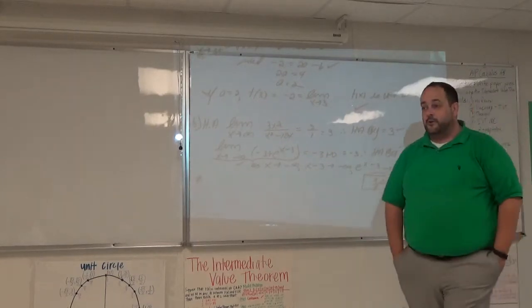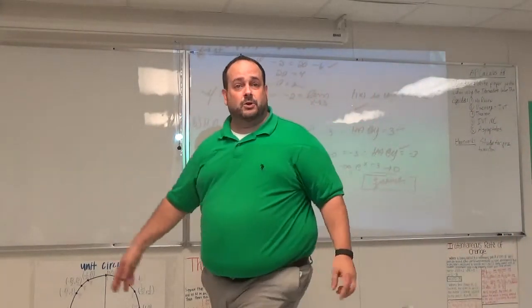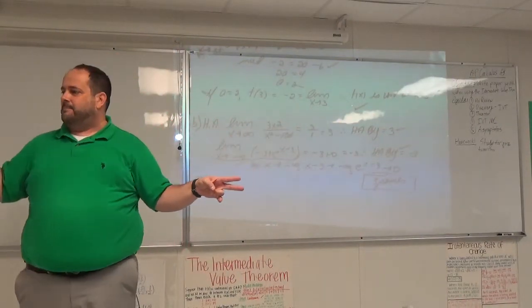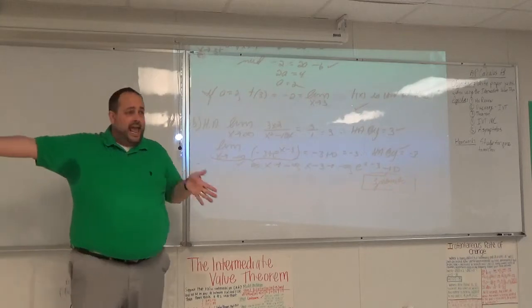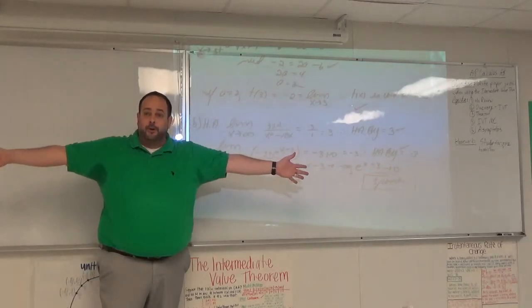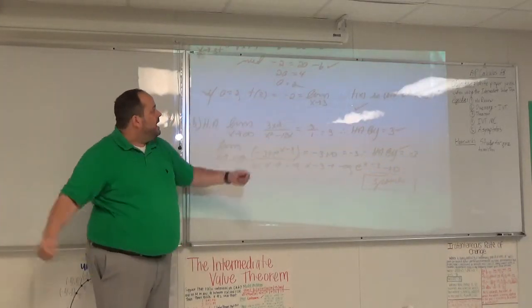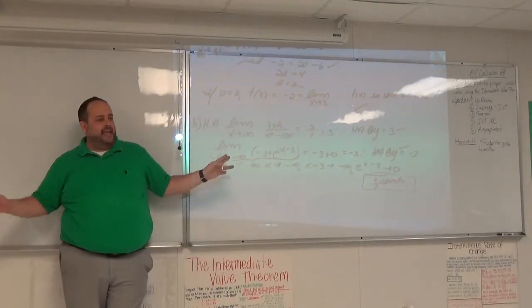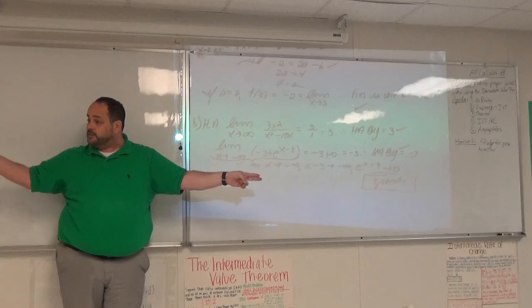Alright, part B asks about horizontal asymptotes. You all know very well that with horizontal asymptotes we're talking about end behavior. I've got to figure out what happens as I approach negative infinity and what happens as I approach positive infinity. Now, I was mean on this one. Your piecewise function is defined differently at the two ends.